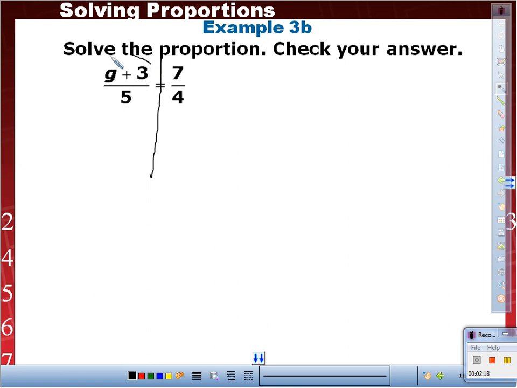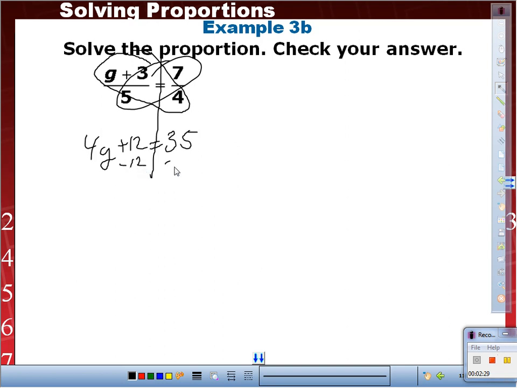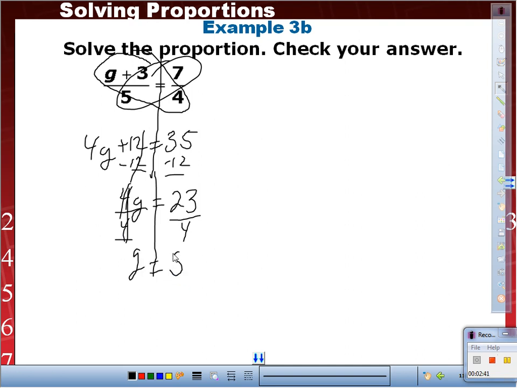I'm pretty sure you guys did cross multiplication starting with a variable. This is 4g plus 12 equals 35. Hands up if you got it right there. Okay? From there, subtract 12. We get 4g equals 23. And then from there at the end, we divide by 4, giving g equals 5 and 3/4, or 5.75. Hands up if you got that. Okay? All right, but we're still not done, right?